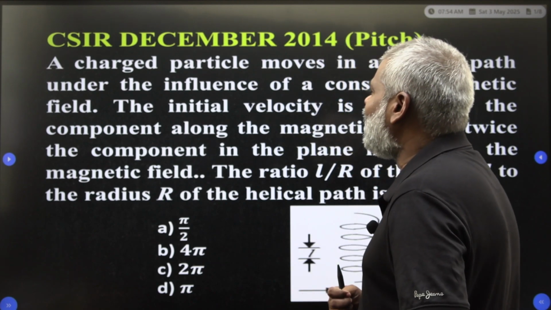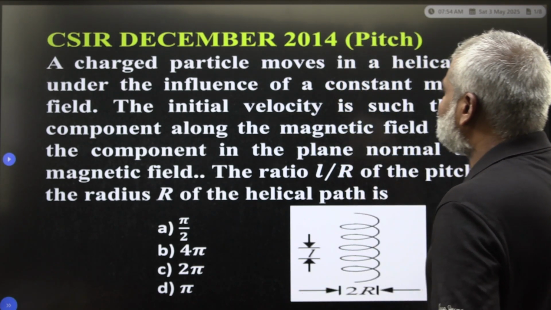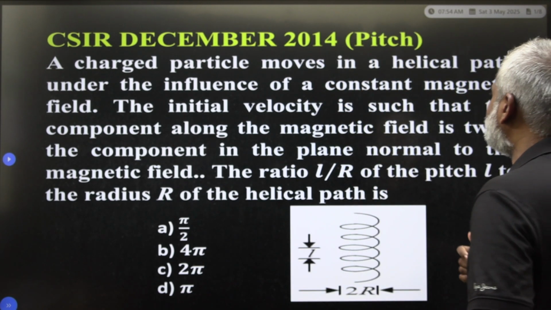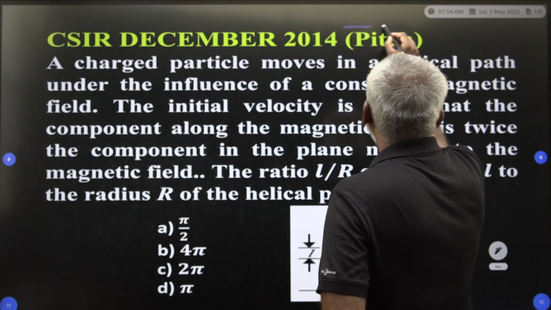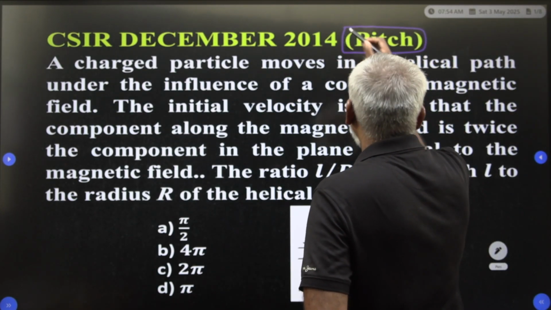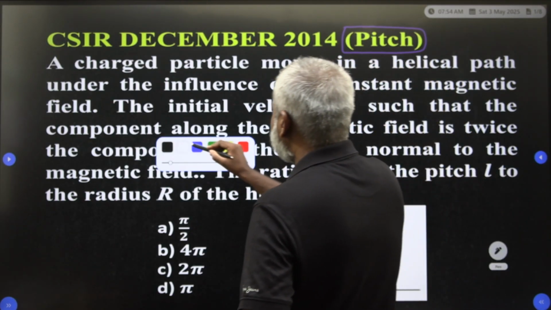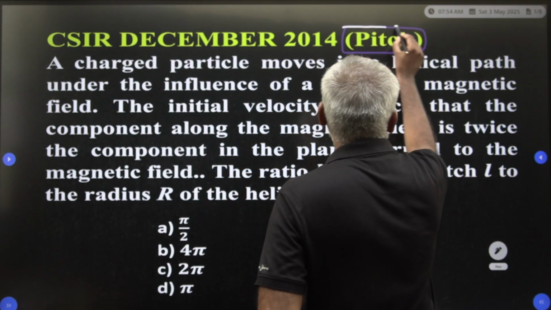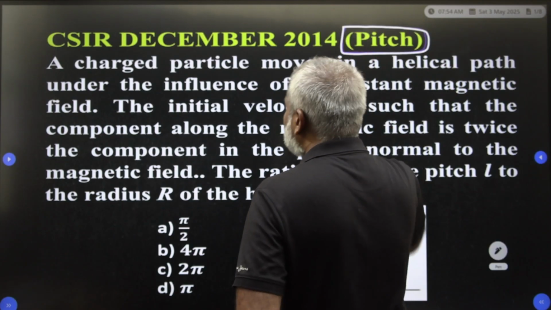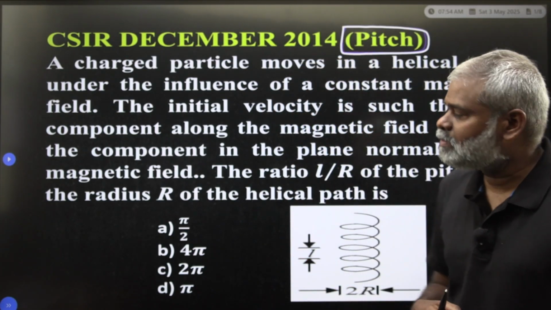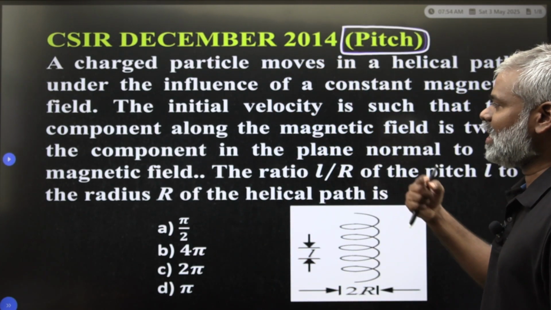This question was asked in CSIR December 2014, and it is based on the pitch. So, what is this? It is based on the definition of the pitch. We will see the definition of the pitch after some time. First, we have to take the question.